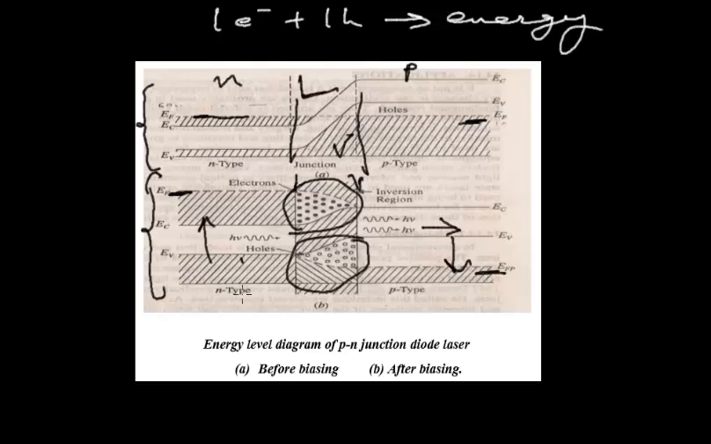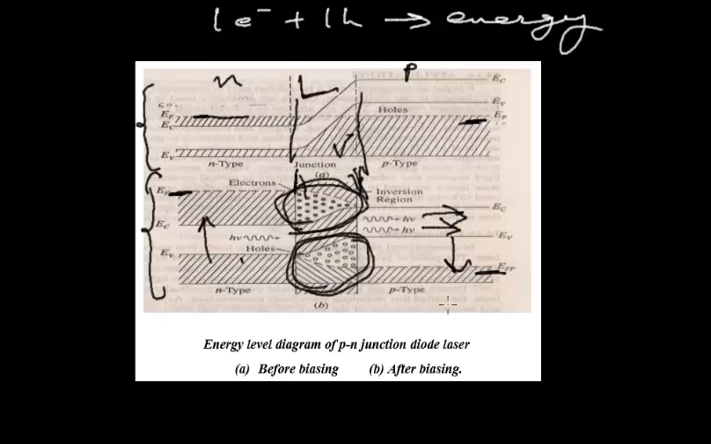Now when we increase the forward biasing, when we increase the amount of current, the concentration of electrons and holes will increase here, and we'll get more energy at the output, and due to that population inversion will occur in the active region. We know what population inversion is: when the number of atoms in excited state is more than the number of atoms in ground state. This narrow region is known as the active region, and here population inversion will occur.